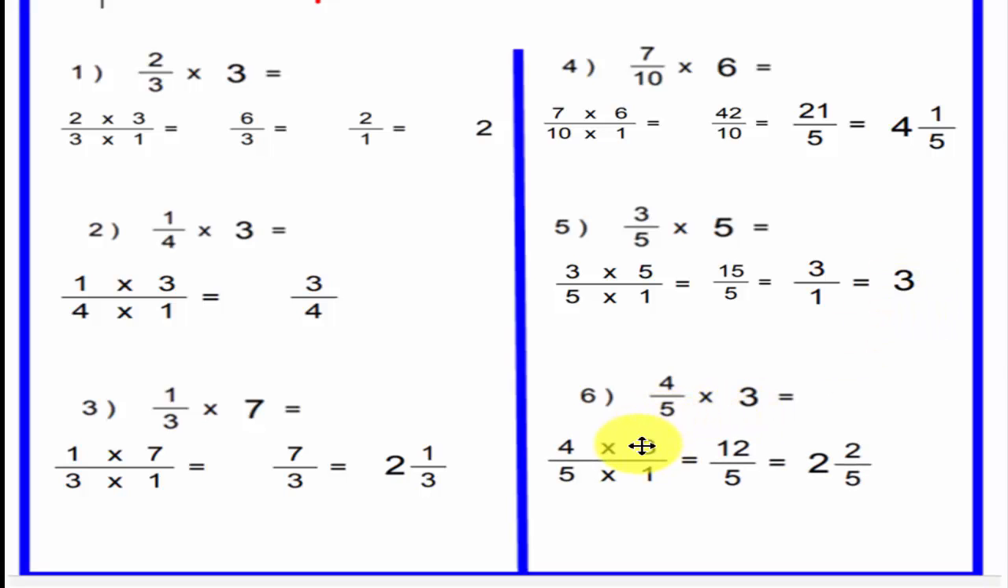And the last one, we have 4/5 times 3. 4 times 3 is 12. 5 times 1 is 5. 5 goes into 12 2 times. That's 10, with 2/5 left over.